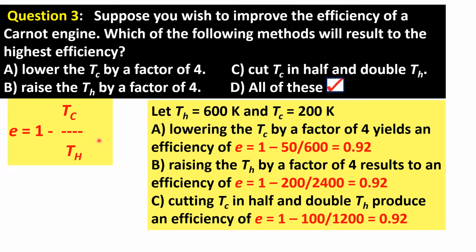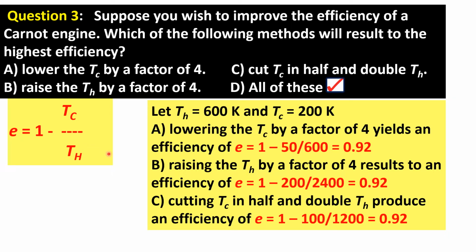All right. Now, under what circumstance is the efficiency equal to 0? That will happen if the ratio TC over TH is equal to 1. And what does that mean? The ratio TC over TH will become 1 if TC is exactly equal to TH. That makes efficiency equal to 1 minus 1. All right? So efficiency will be 0.